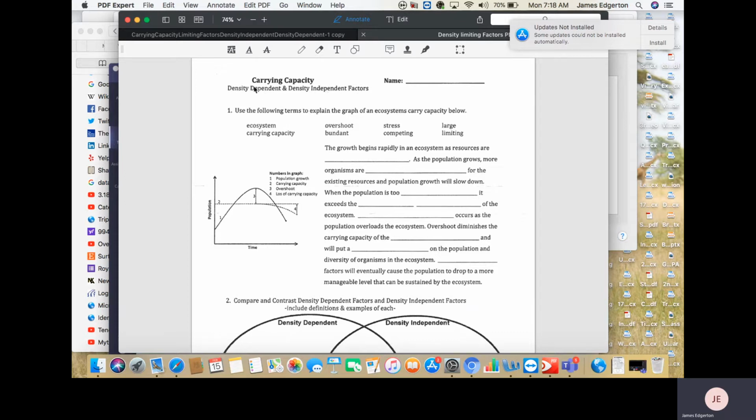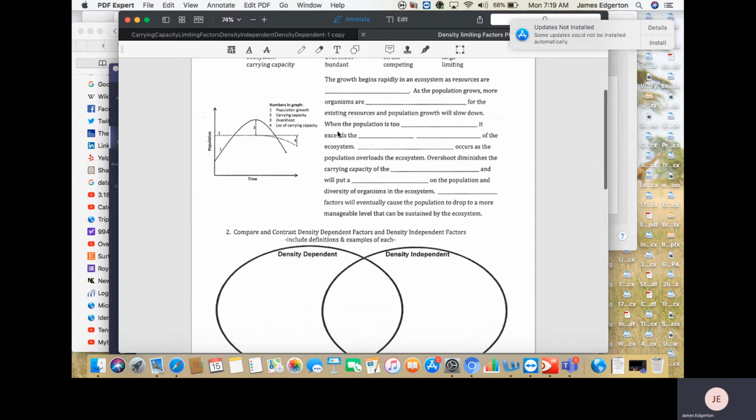It's just that one's dependent on the actual population. If there's too many deer, they're going to die off because they eat all their resources. Somebody might get a disease, and they can transmit the disease more easily. Density has nothing to do with the number of deer if the deer are being hunted, or there's a problem with their environment. So for some reason, unrelated to their numbers, their population dies off. So these are just two different factors.